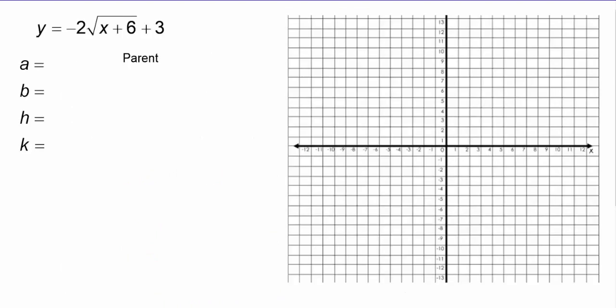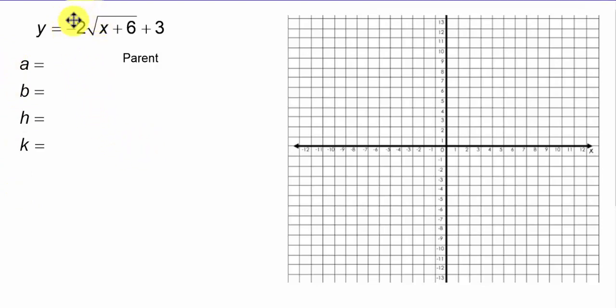And like we said yesterday, we took and just translated graphs left and right. Today we're going to do a little bit more than that. So as we did yesterday, let's first of all identify the four values of a, b, h, and k.